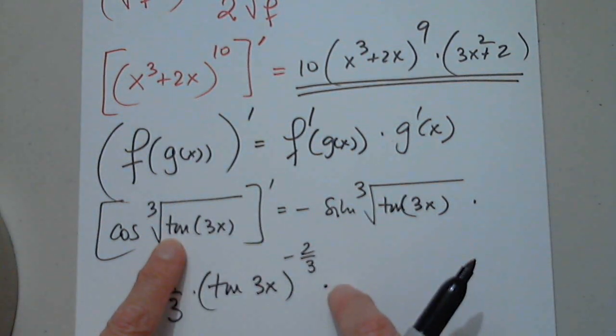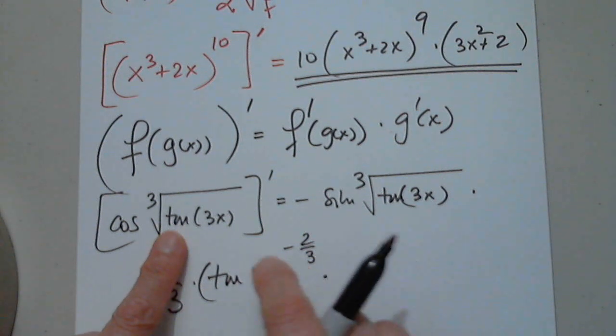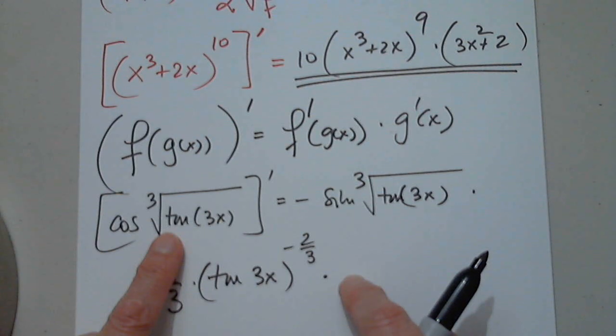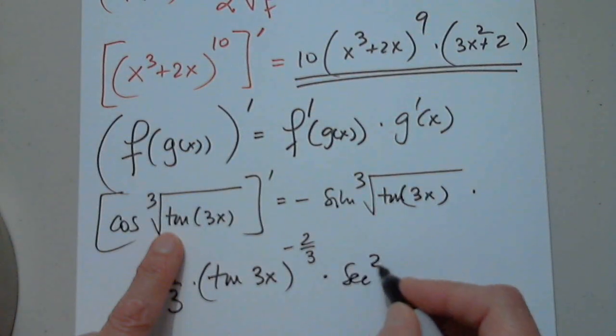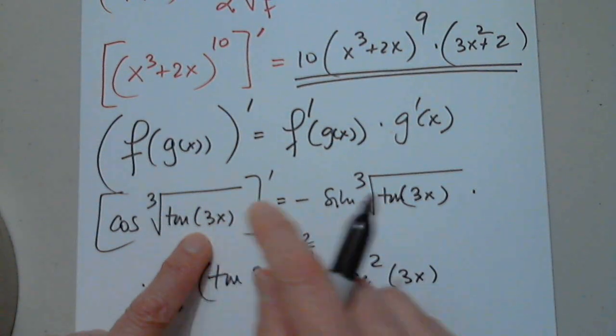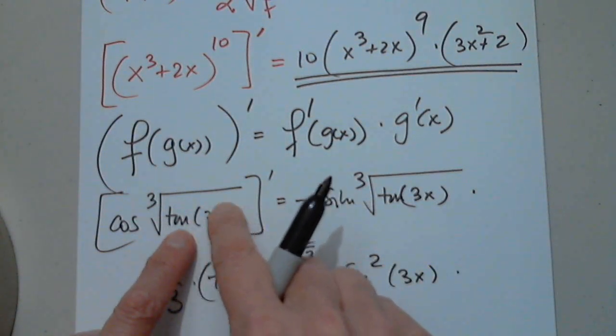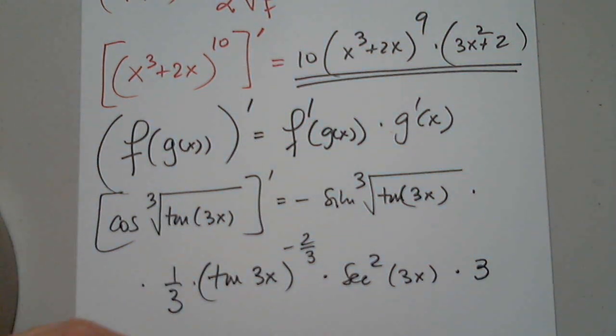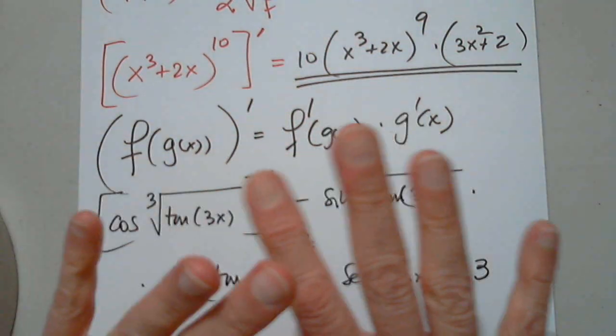What is tangent prime? The derivative of tangent is secant squared. Yes, secant squared of 3x in this case, times the innermost function prime. What is the derivative of 3x? 3. Yes. So let's summarize.